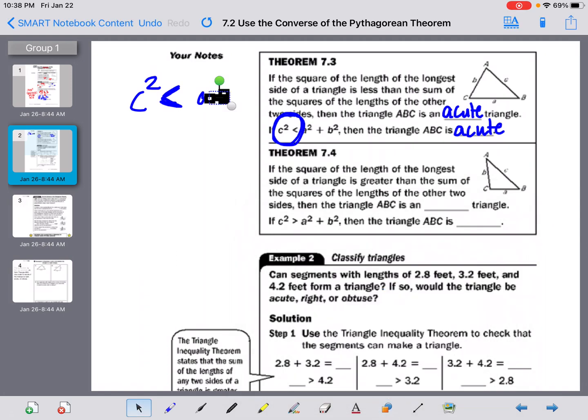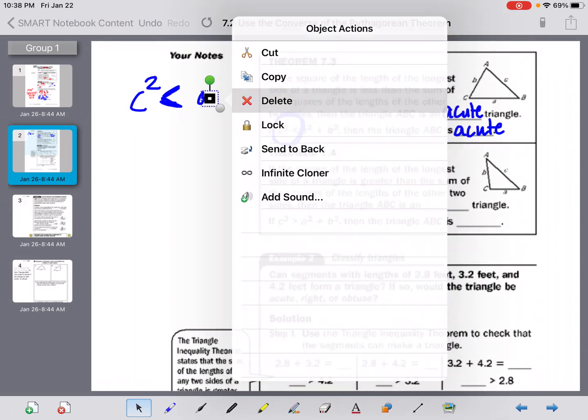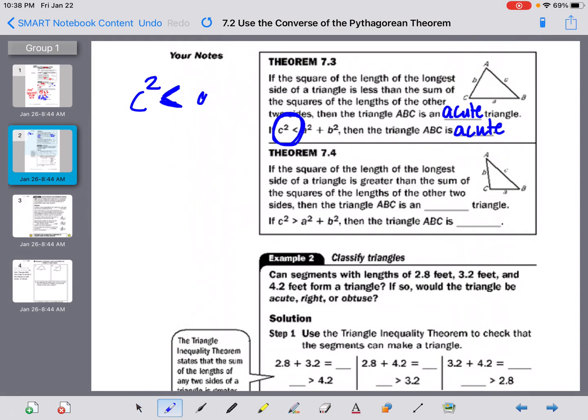Sorry about that. A lot of mess there. Okay. Try to make it look a little bit better.